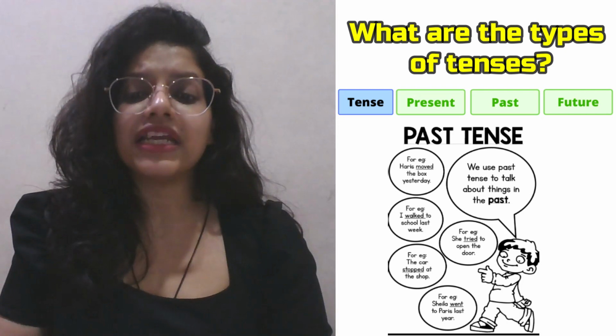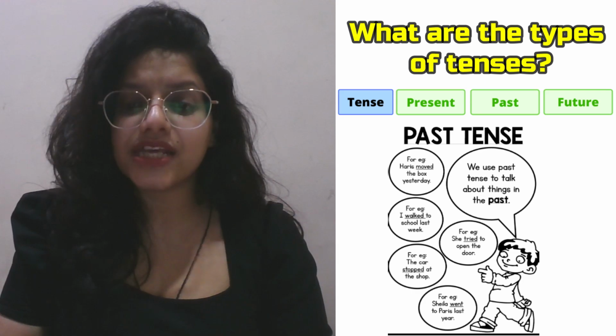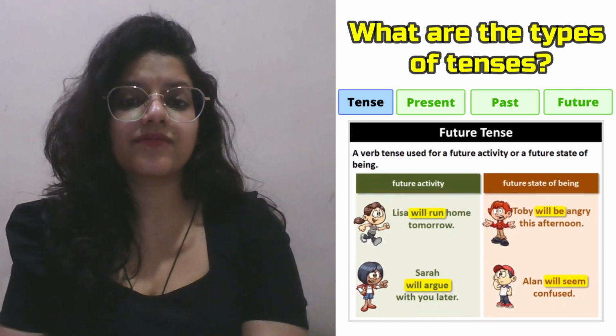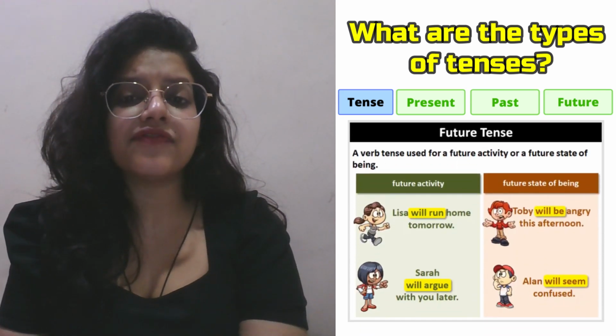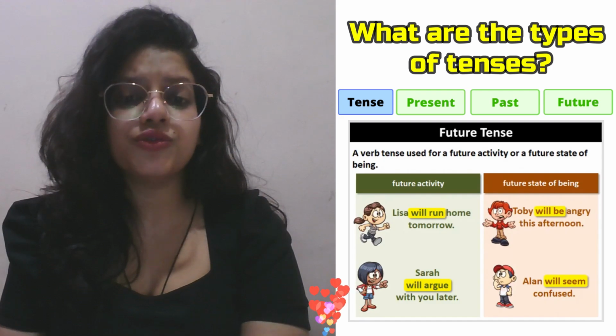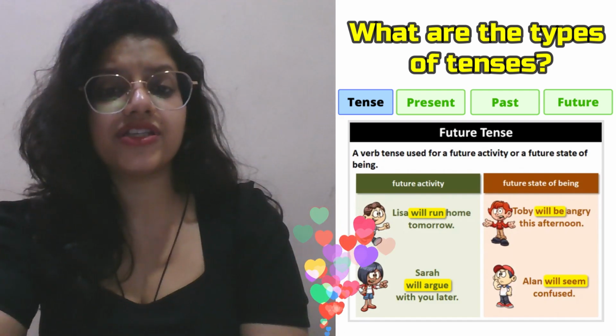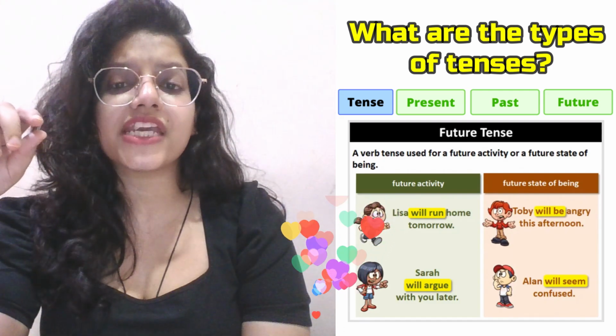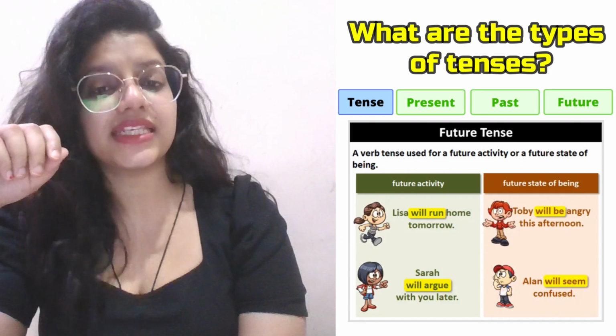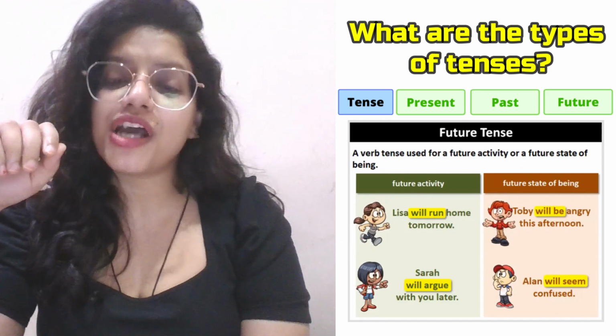Moving on to the next type of tense, we have future tense. The future tense is a verb which is used for a future activity or a future state of being. For example, I will jump in the lake.